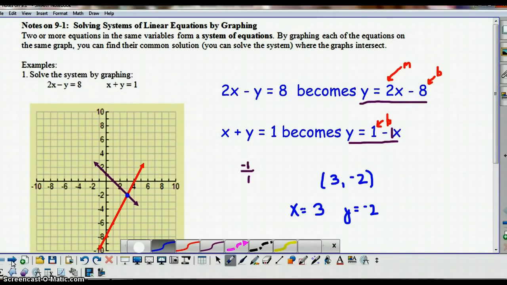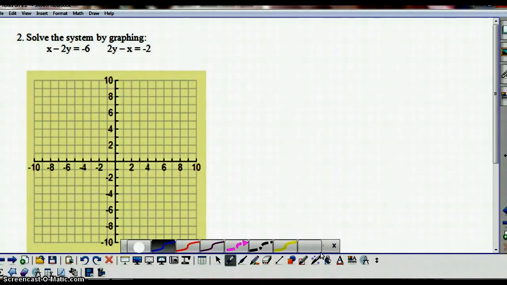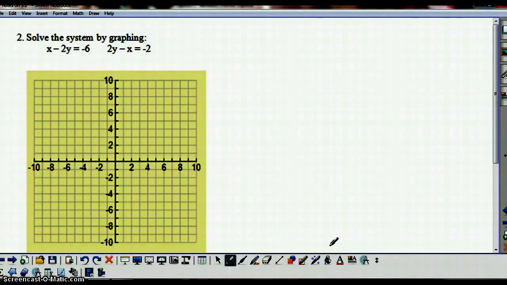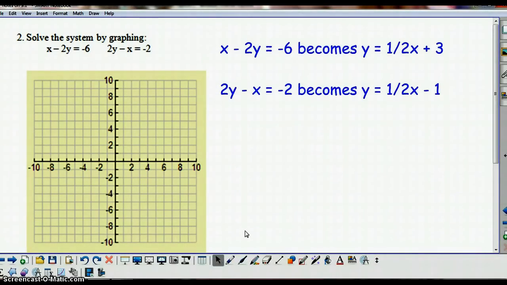But will the lines always intersect? Let's take a look at another example. Here we have a system of equations that we're going to solve by graphing. And once again, to graph these, the easiest thing to do is to get y by itself and get the equations in slope-intercept form. So here I have the two lines already solved in slope-intercept form.